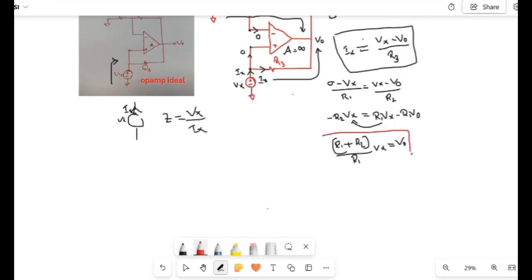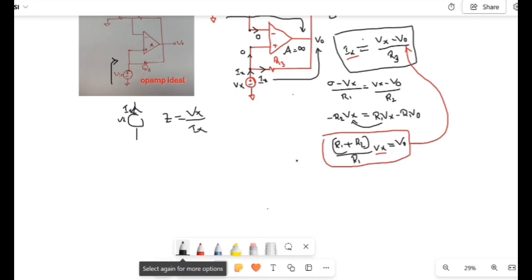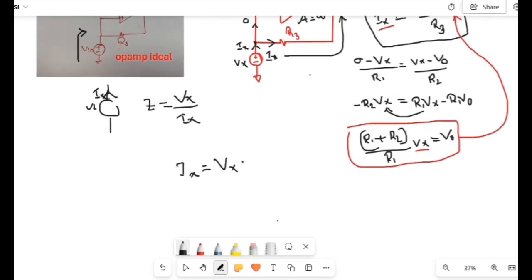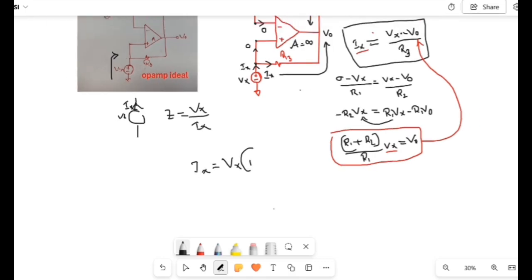Let's substitute this equation, which is the next equation we got. We substitute this V out in place of the V out in the Ix equation. Then we will get the relation between Ix and Vx. That's why we are trying to eliminate the V out term. So directly, I'm taking Vx common. Just be aware of the calculation. Vx into 1 minus, here V out is replaced by R1 plus R2 divided by R1, and in the denominator we have R3.